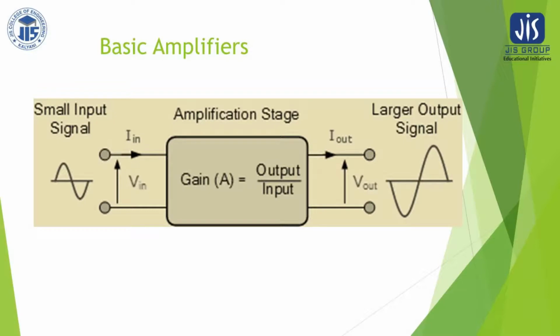Now, what is voltage amplifier? In case of voltage amplifier, the input is voltage and the output is also voltage quantity. For current amplifier, the input is current and the output is current. For the trans-resistance, the input is current and the output is voltage.